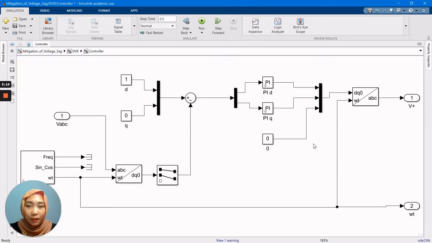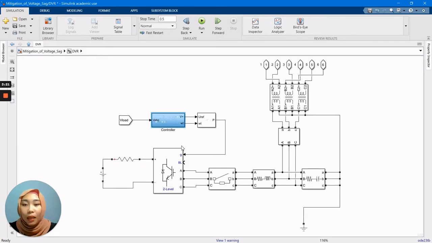The output from the PI controller, which is over here, will give pulses to the gate, and the voltage received from the controller will be used to drive the injection transformer over here that will mitigate the voltage sag, which will be discussed later on. Then we move on to the converter. This is the IGBT converter, a two-level converter. This is connected to the DC voltage source as well as the R element.